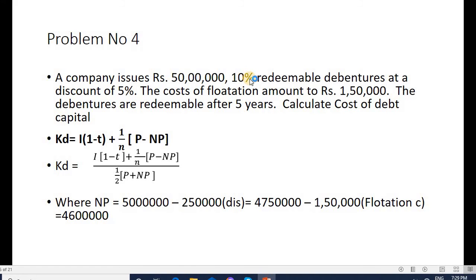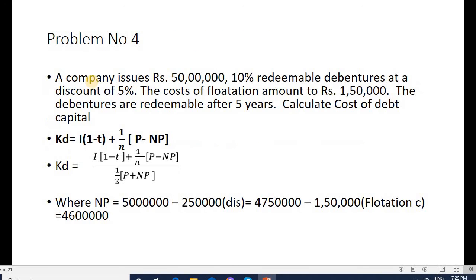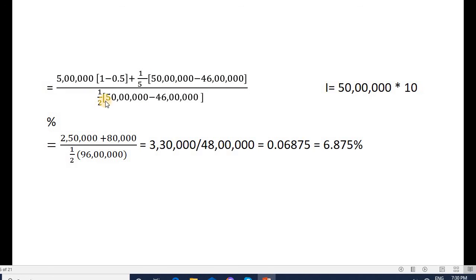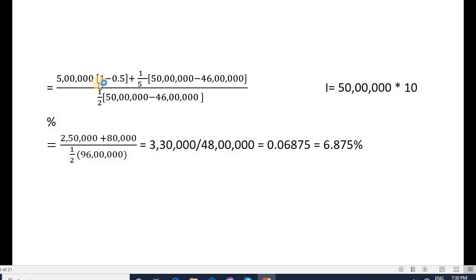And interest I is 10% of 50 lakh, that is 5 lakh. So, 5 lakh into 1 minus T, that is 1 minus 0.5, plus it is redeemable after 5 years, so N is equal to 5, 1 by 5, and par value of debenture is 50 lakh. The company issues at par value of 50 lakhs. So, 50 lakhs minus 46 lakh. 5 lakhs into 0.5 is 2,50,000 plus 1 by 5 of 50 lakh minus 46 lakh, which is 4 lakh. So, 1 by 5 of that will become 80,000.